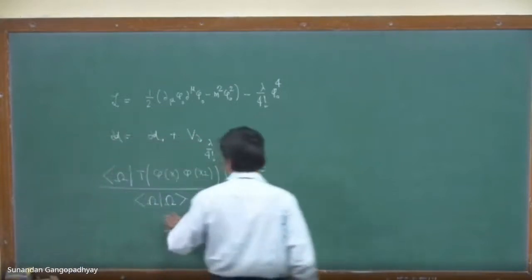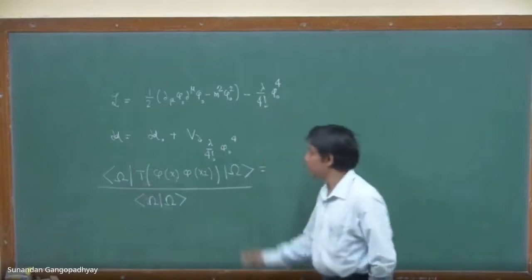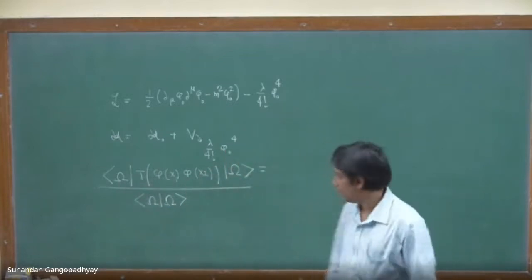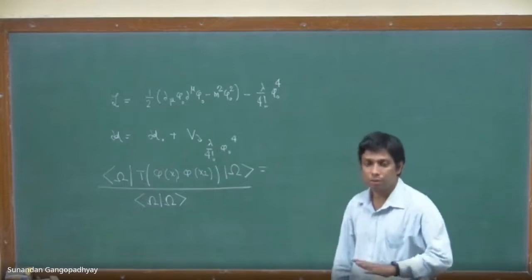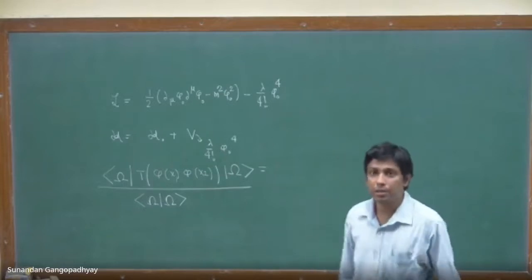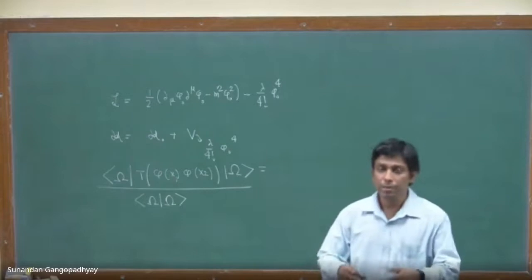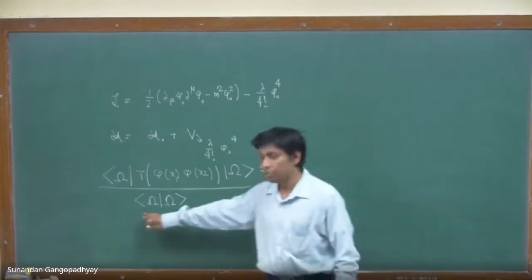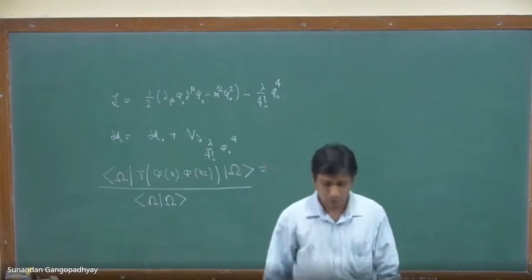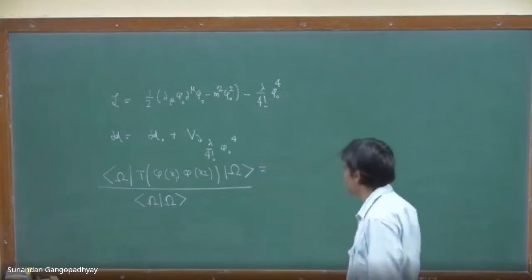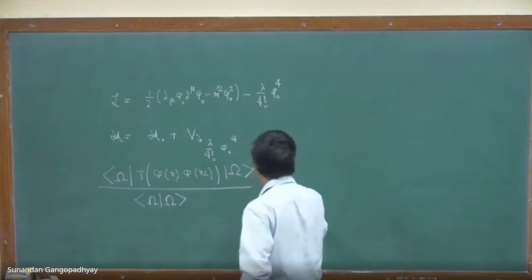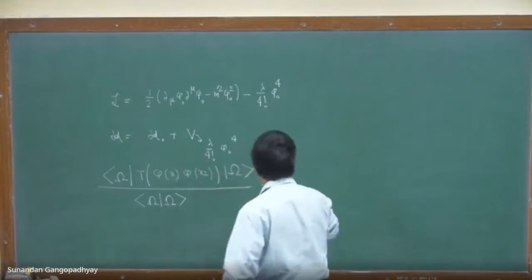And this division by this factor is once again for cancelling out the extra factors that we discussed earlier. So it will basically cancel out the unwanted factors. And you will see this factor is actually essential. We will see in a moment, once we do the calculation for this theory, what happens. And we have derived a formula for this.